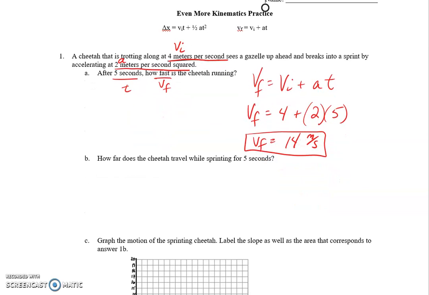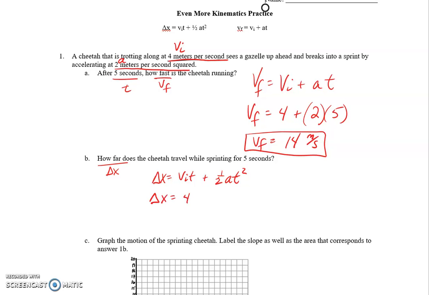Part B then asks, how far does the cheetah travel during this 5-second time? So how far means displacement. So we still know everything from part A, but now we want a displacement. So now we're using the first equation at the top of the page. Displacement equals initial velocity times time plus 1/2 AT squared.